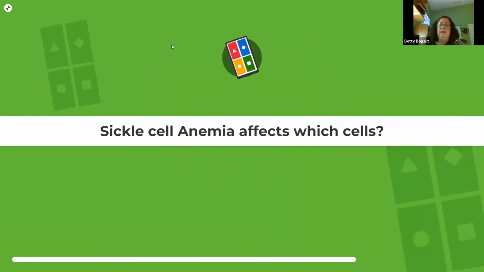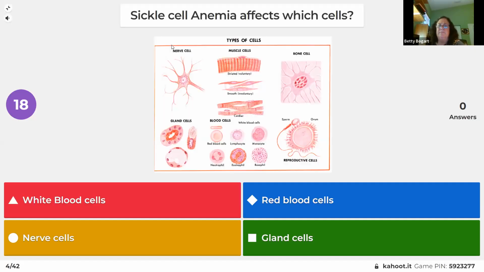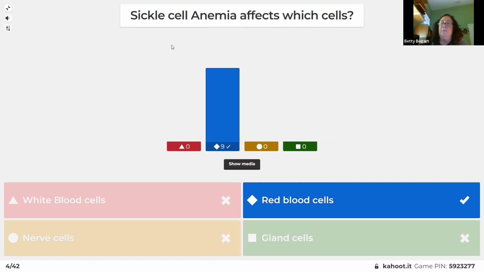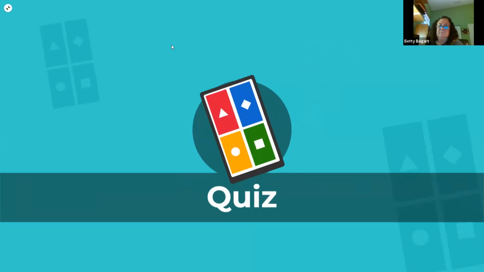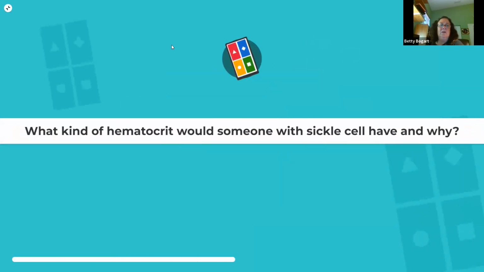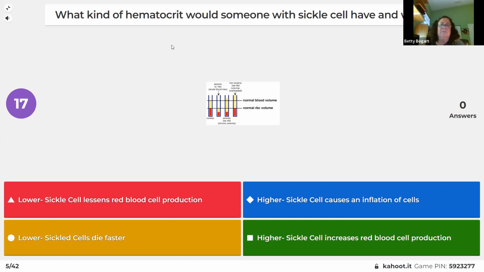Sickle cell anemia affects which cells? And it is the red blood cells. Good, just making sure. What kind of hemoglobin and hematocrit would someone with sickle cell have and why?